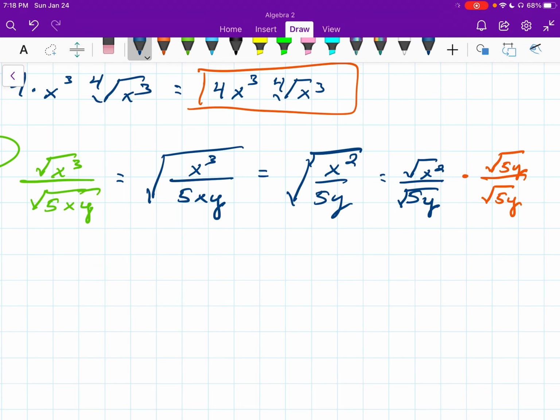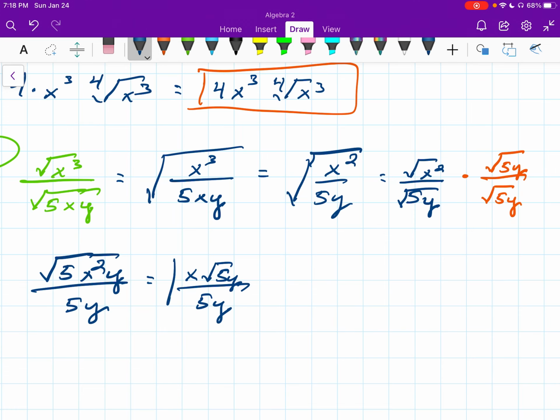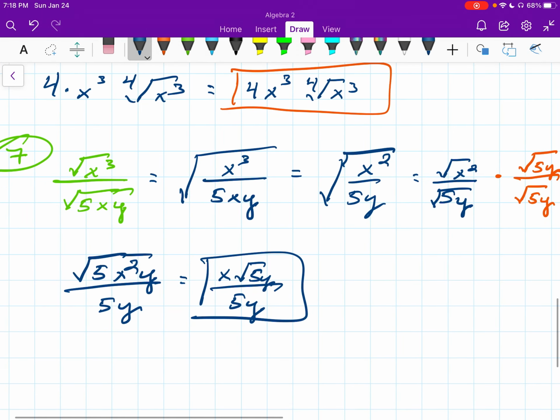So on top now we would have 5x squared y, whereas on the bottom we multiplied by root 5y and root 5y, so together it's just 5y. The top of it, we pull the x squared out, and we're going to have x root 5y over 5y. And there we are.